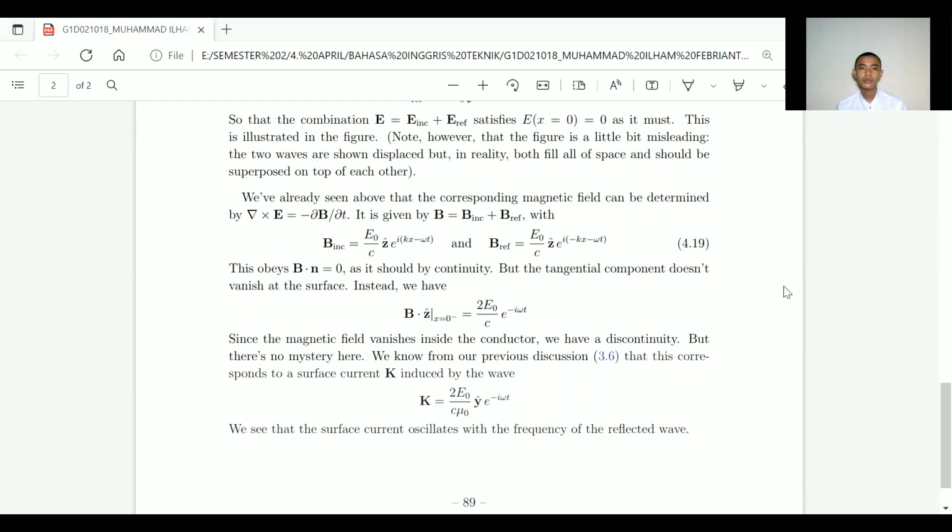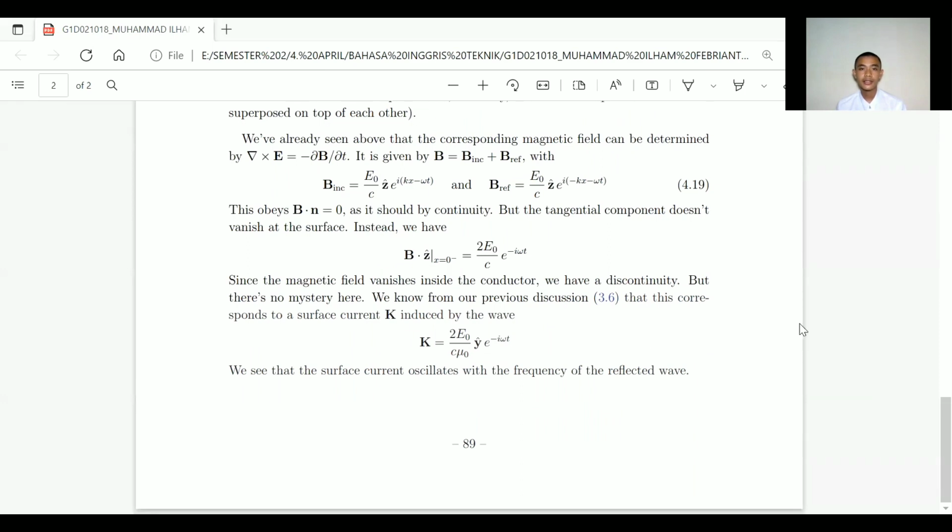equals 0 as it should by continuity, but the tangential component does not vanish at the surface. Instead, we have B multiplied by z at x equals 0 equals 2 E0 divided by c e to the power minus i omega t. Since the magnetic field vanishes inside the conductor, we have a discontinuity, but there is no mystery here.